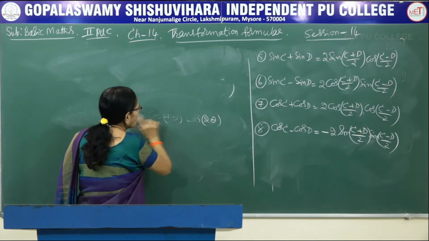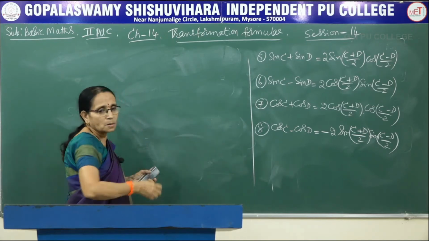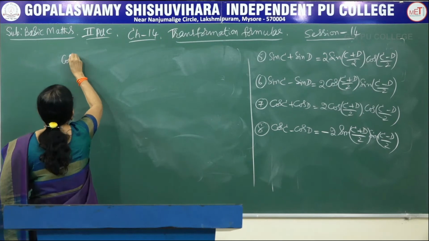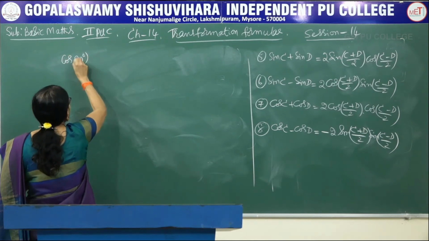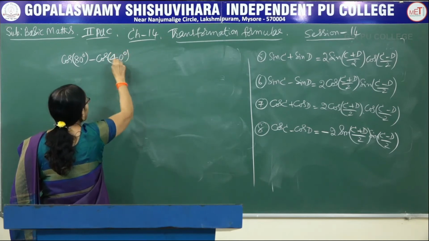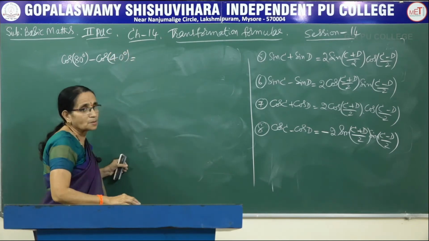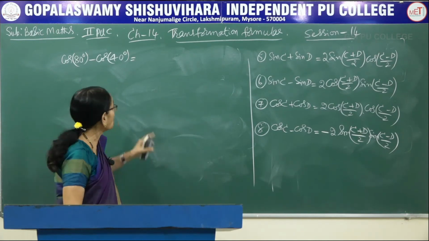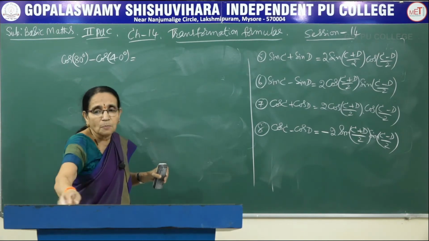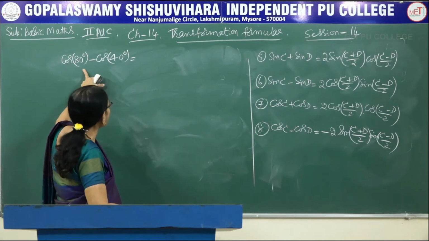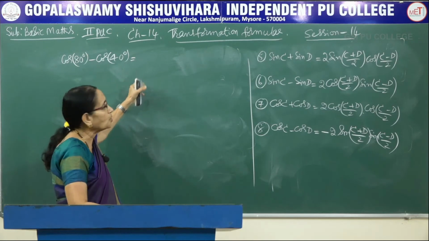Now let me take another problem here, that is cos 80 degrees minus cos 40 degrees. See, in the earlier 3 problems about the conversion, I had considered only a general angle, A or theta or whatever it may be. Now here I am giving you a particular value, that is, C has got the value 80 degrees and D has got the value 40 degrees.